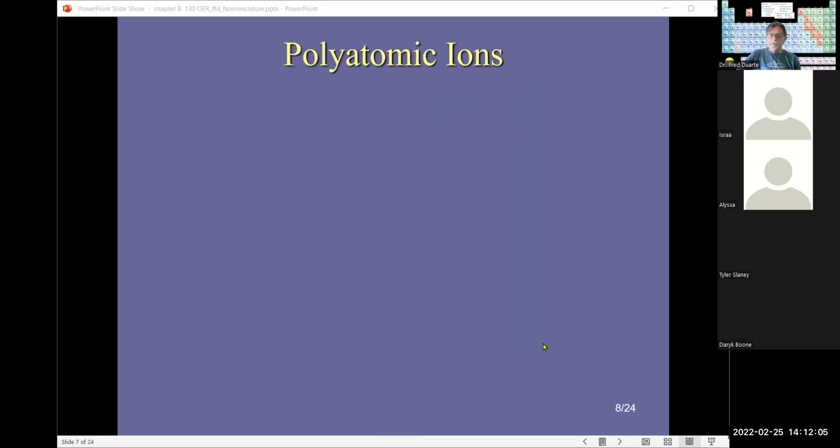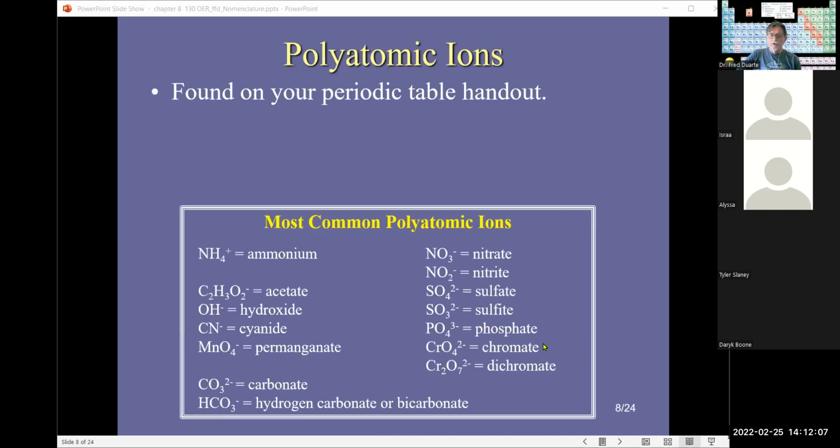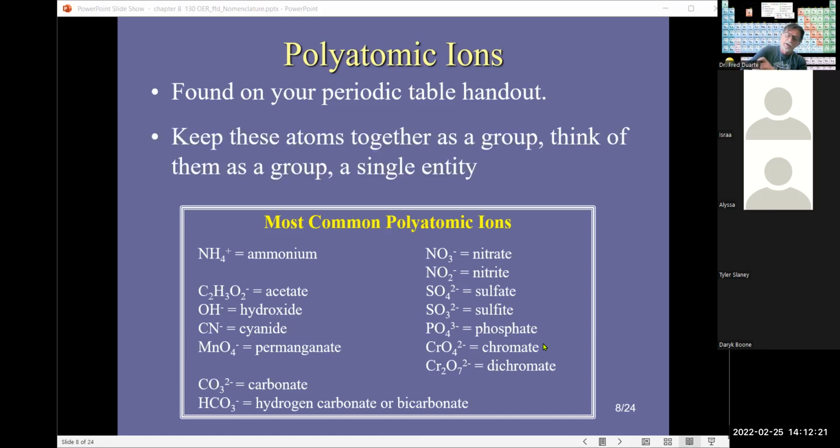Okay, the sum of the charges must equal 0. I talked at length about these polyatomic ions, and this is by no means a full list of all of them out there, just the ones that we're going to work with, okay? And we keep these together.